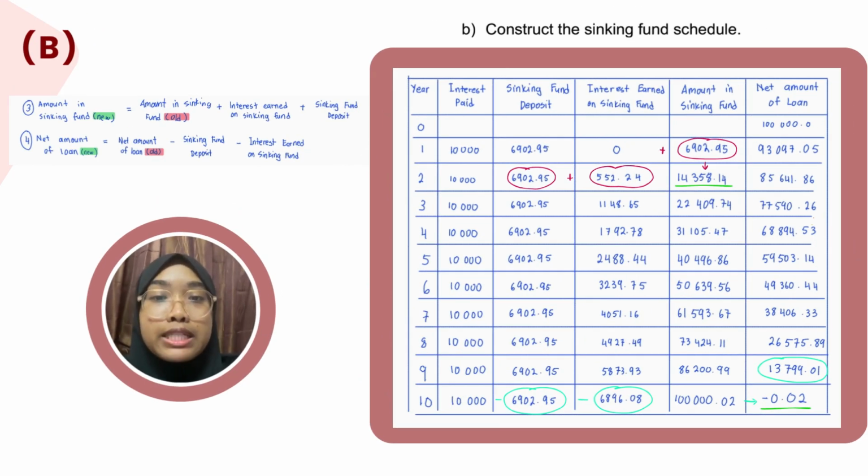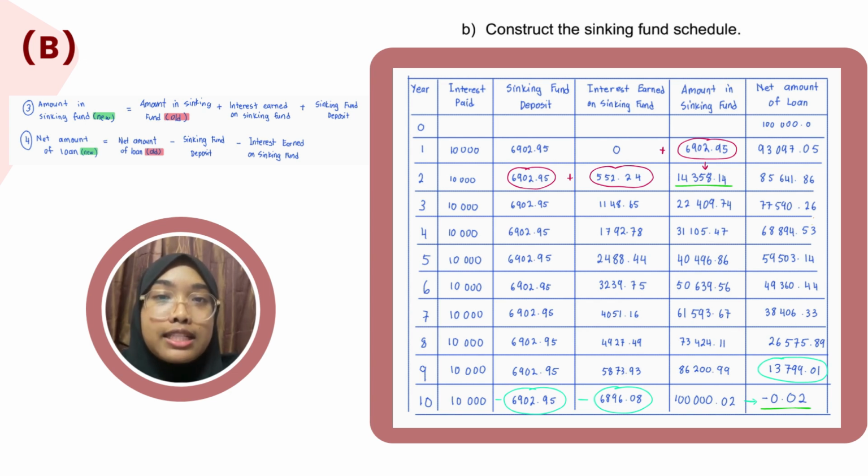So the next column is amount in sinking fund. So I wrote the formula. Amount in sinking fund new equals to amount in sinking fund old plus interest earned on sinking fund plus sinking fund deposit. So we go to the year 1, 0 plus 6902.95 plus 0. So we got 6902.95. For year 2, 6902.95 plus 6902.95 plus 552.24 equals to 14358.14. This continues until year 10.